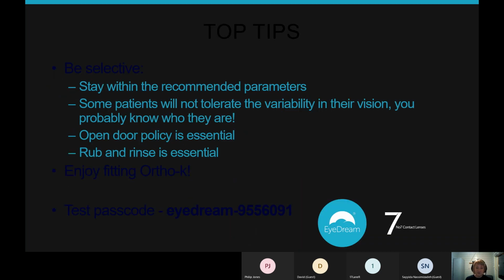So to finish off, my tips are: be selective, choose patients well and stay within the selected recommended parameters. Let your pajama folders deselect themselves. You know who they are, but they also probably know who they are. The open door policy here relates to the fact that some of the questions your support team might get asked, or some of the things the patients want to ask, will be things that nobody's familiar with. So therefore, you might need to be a bit more available than maybe you would be for your average patient. And then nag about rub and rinse and hygiene, and really make sure that they know what to do if they do have a problem.